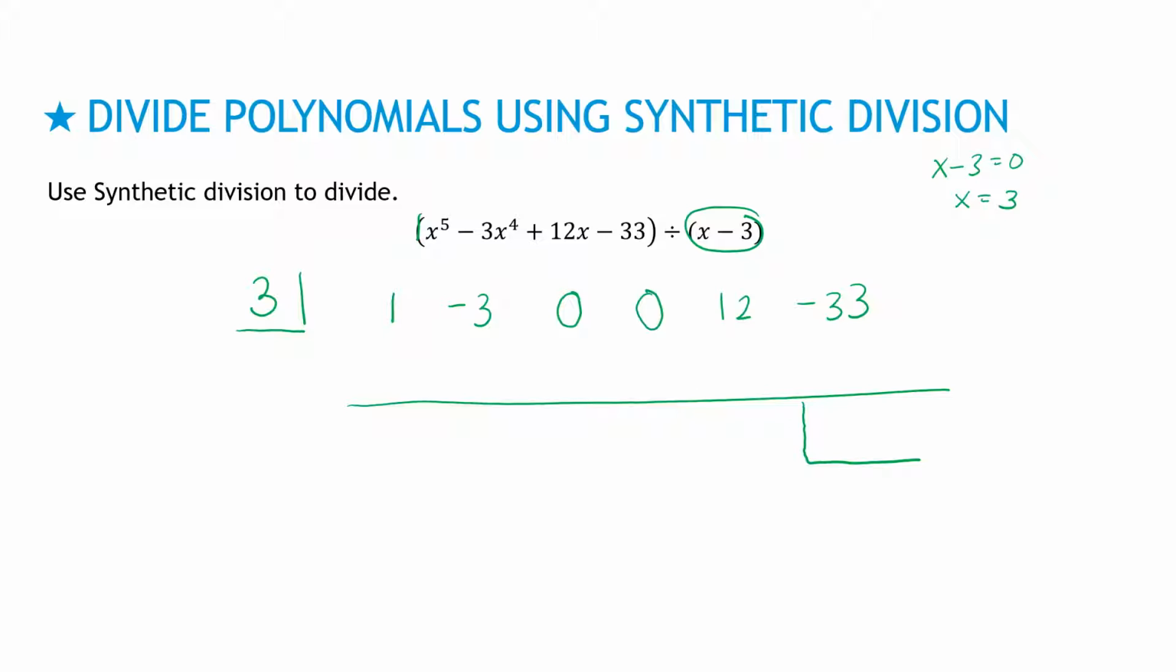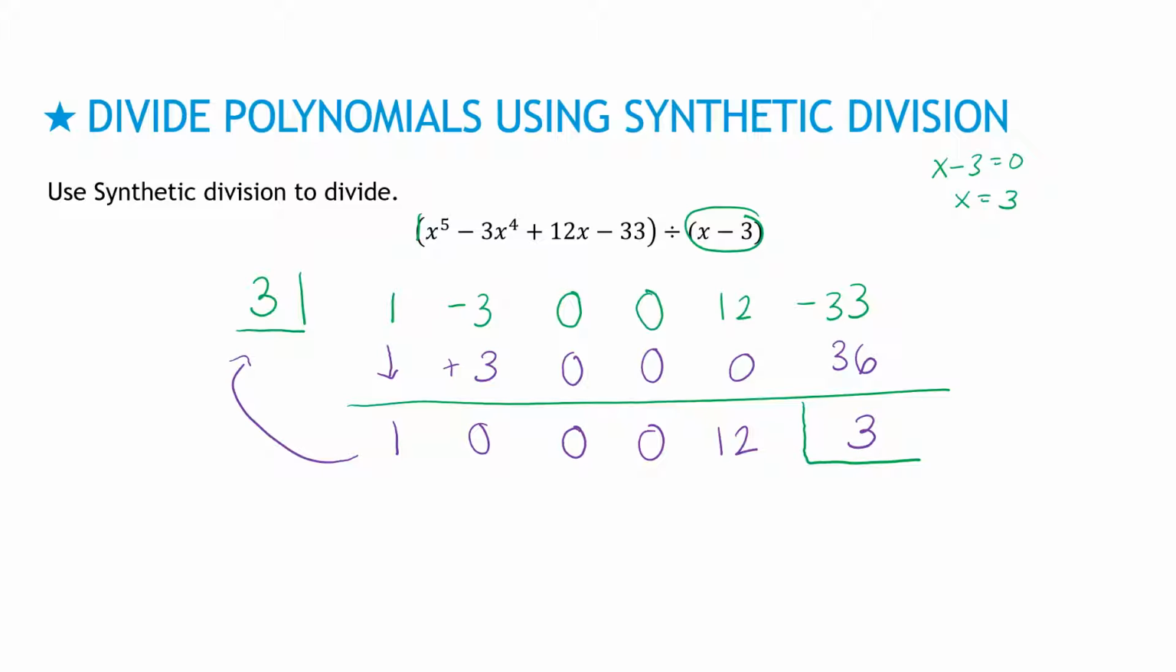Again, first thing I would do is bring down the 1. Below the line I multiply, so I'm multiplying by 3. 1 times 3 is 3. Add those together to get 0. 0 times 3 is 0. Add those together to get 0. 0 times 3 is 0. Add those together to get 0. 0 times 3 is 0. Add those together to get 12. 3 times 12 is 36. Add those together to get 3.